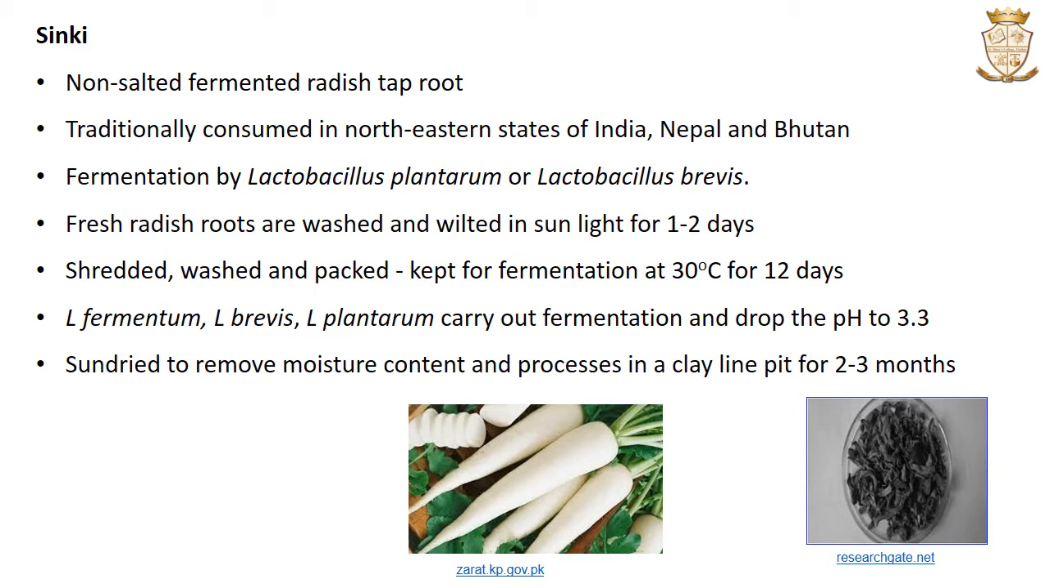For the production of Sunki, fresh radish roots are washed and wilted in sunlight for 1 to 2 days. Then they are shredded, washed and packed in a jar and kept for fermentation at 30 degrees Celsius for about 12 days. During this period, Lactobacillus fermentum, Lactobacillus brevis and Lactobacillus plantarum will grow and their growth will decrease the pH to about 3.3. After the period of fermentation, the product is sun-dried to remove the moisture content and then it will undergo processing in a clay-lined pit for 2 to 3 months.